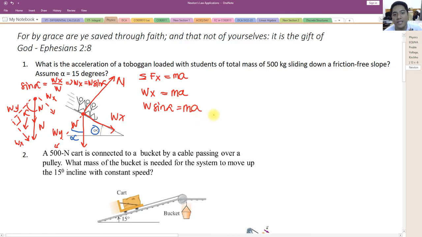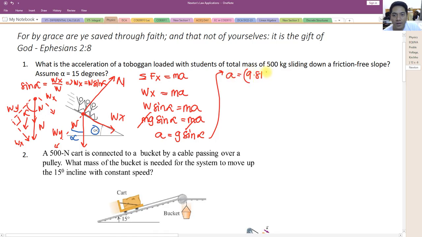So we have w sine alpha equals ma, and we are being asked for the acceleration. Weight is converted to mg, so mg sine alpha equals ma, and the m's cancel. So the acceleration is simply g sine alpha. Solving that, we have acceleration equals 9.81 meters per second squared multiplied by the sine of 15 degrees. From your calculator, that would be 2.53 meters per second squared.